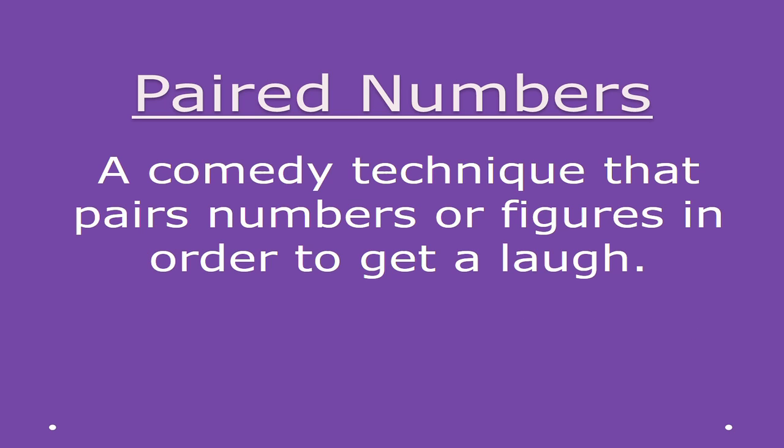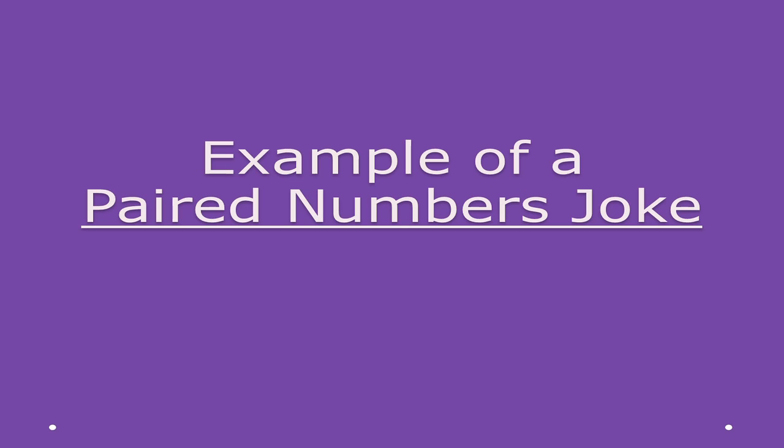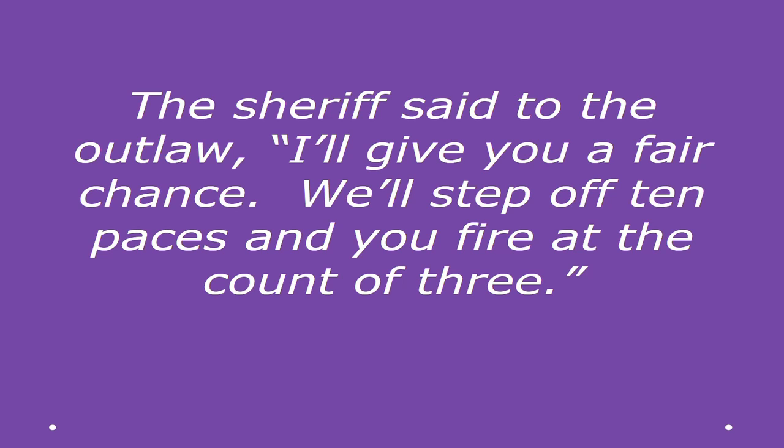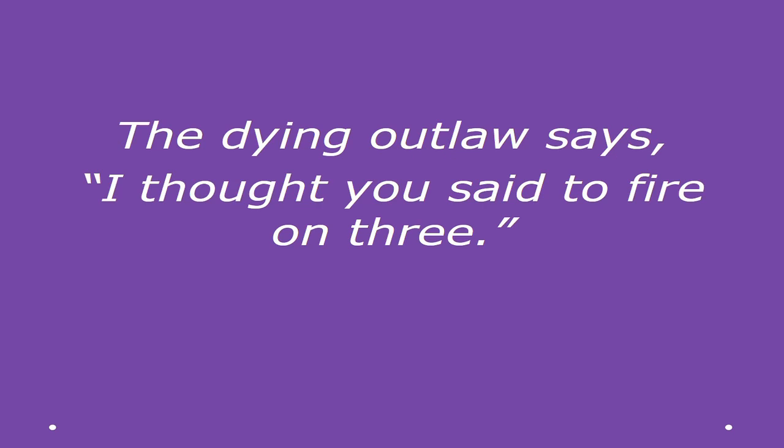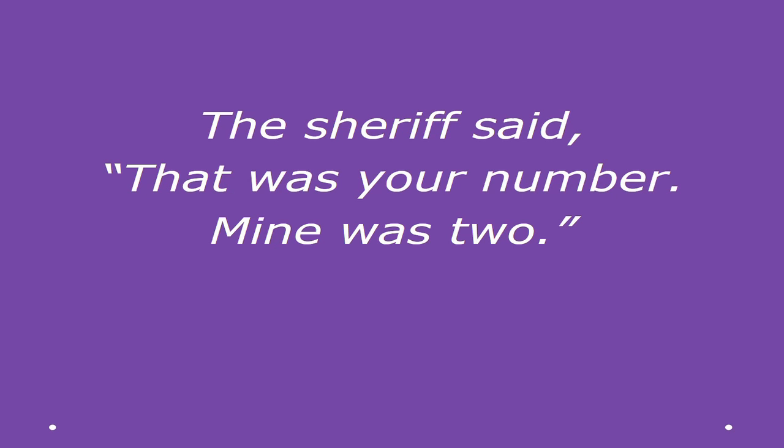Paired numbers is a comedy technique that pairs numbers or figures in order to get a laugh. Here's an old joke that pairs numbers. The sheriff said to the outlaw, "I'll give you a fair chance. We'll step off 10 paces and you fire at the count of 3." The men pace off. The sheriff shouts, "1, 2," and then he turns and fires. The dying outlaw says, "I thought you said to fire on 3." The sheriff said, "That was your number. Mine was 2." The sheriff outwits the outlaw and gets a witty laugh using paired numbers.